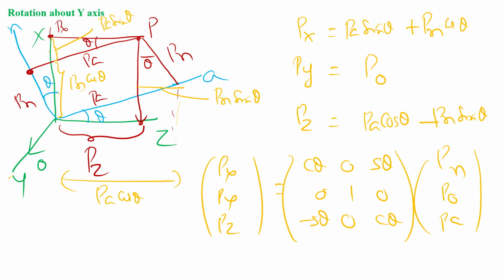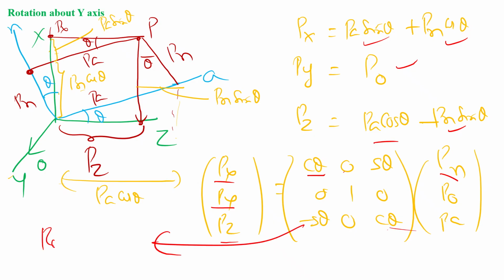Okay, so let's check one by one. Px equals cos theta times Pn, so Pn cos theta, then 0 times Po, then Pa sin theta. So Pa sin theta, that's right. Py equals 0, Po, this is also right. And then Pz equals minus Pn sin theta, then 0, then Pa cos theta, yes, okay. So hereafter, if you want to rotate the current frame with respect to the y-axis, then this is my transformation matrix, or sorry, rotation matrix.